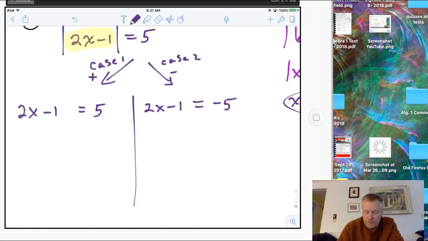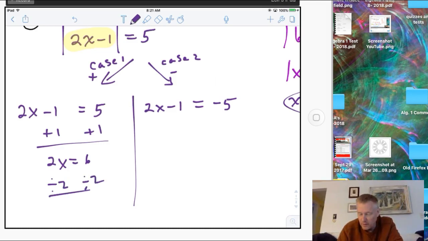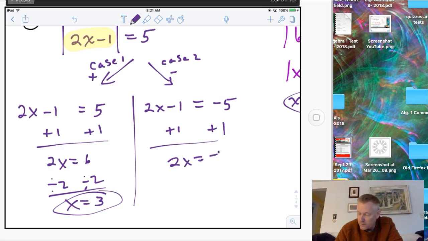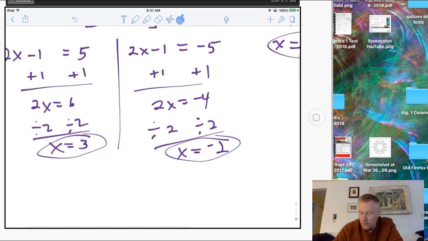Draw a line down the middle, solve them separately, and we'll get my two answers. I got 2x equals 6, divide by 2, and quickly get your answer of x equals 3. And the second one, if I add 1 to both sides, I get 2x equals -4, divide by 2, and you get x equals -2. So there's my two answers. I got -2 and 3, and that's it.